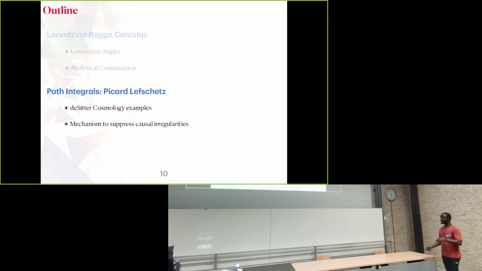So now I have this out of the way. I'll try to use this to describe how to do the path integrals in this aspect, and also how the causality violations show up and how to treat them. Okay, so I'll do this via the Picard-Lefschetz method, as I mentioned at the beginning.